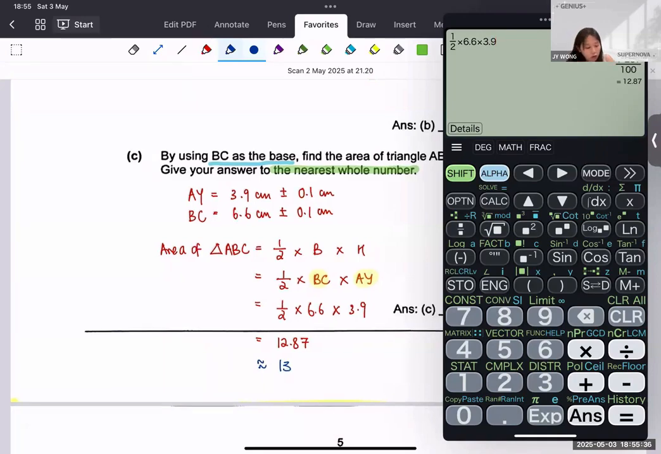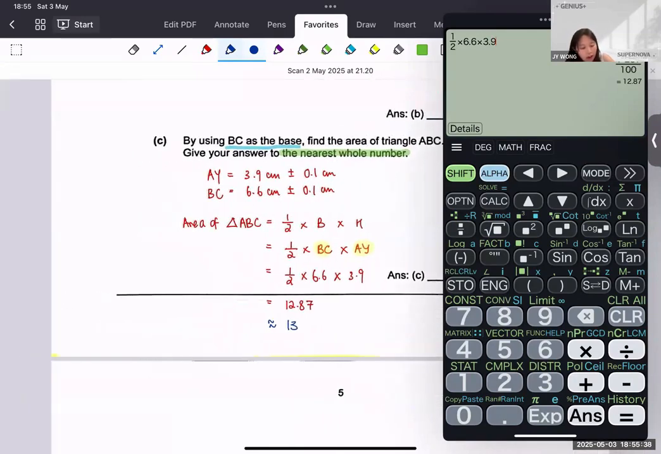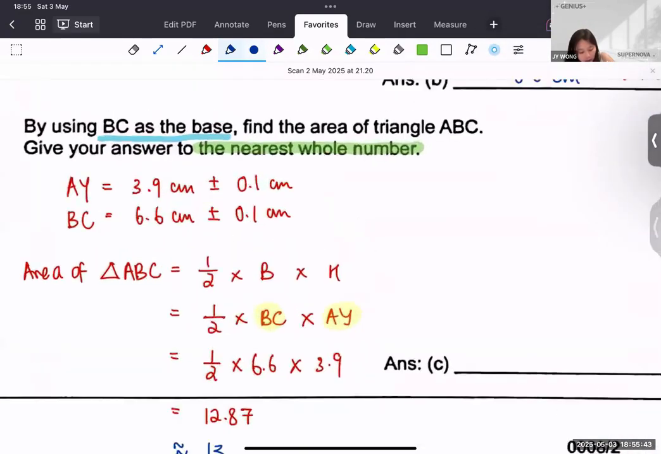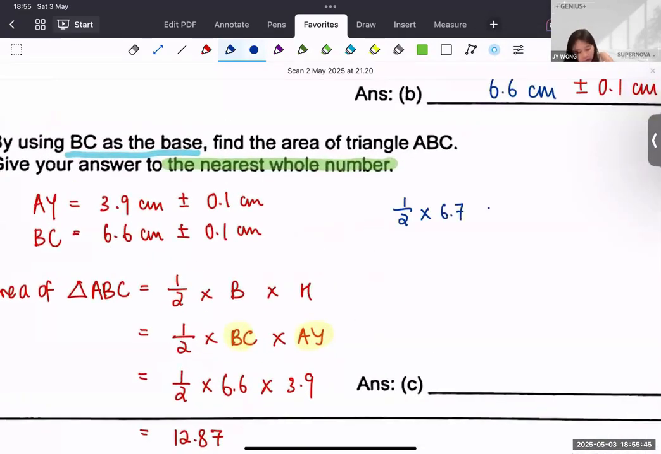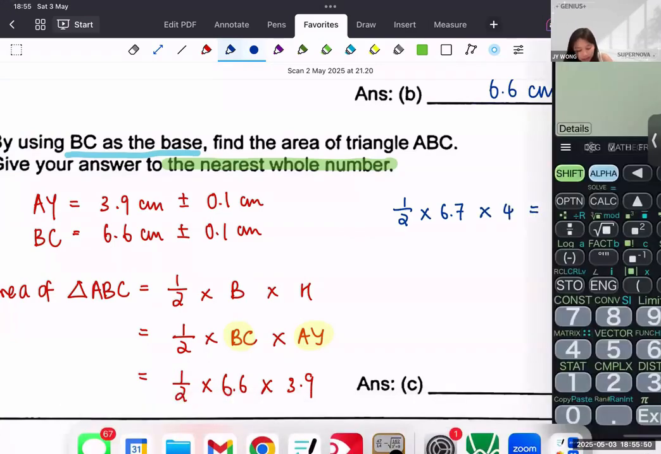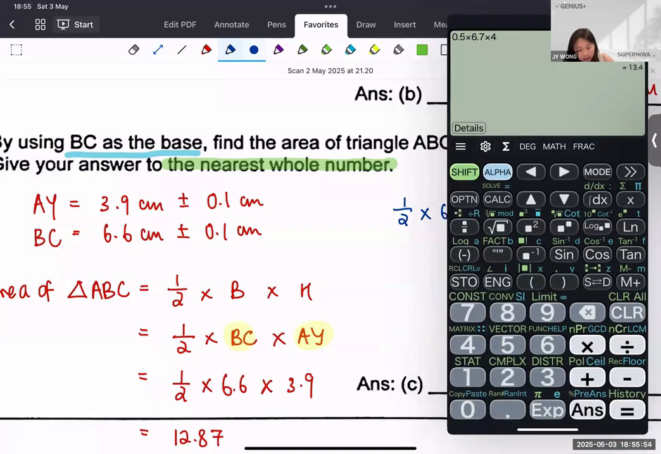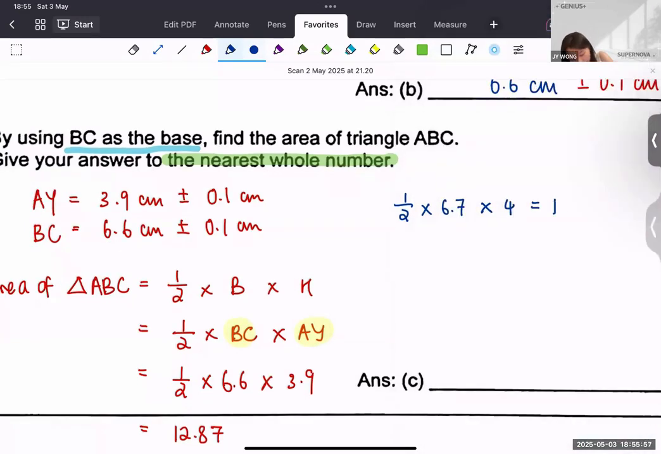Even if I use an example, say some of you have 6.7, I'm going to use 6.7, and if you get 4, this is just an example, if your values are like this, 0.5 times 6.7 times 4, I get 13.4. When you round it off, it will still be 13. So I think everybody's answer should range to about 13 when you round it off. You will get 12 point something, 13 point something, but when you round it off, you should get 13.